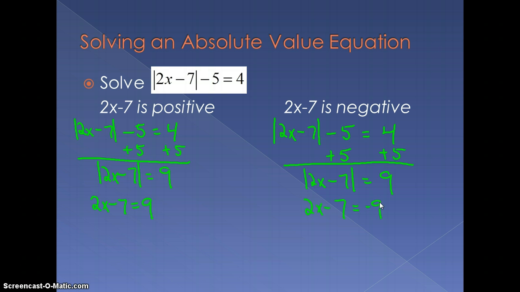Now hopefully we see we're back to just where we were in that last example, and we'll add 7 to both sides. I get 2x equals 16. The inverse of multiplying by 2 is dividing by 2. I get x equals 8. And the next step on the other equation is to add 7 to both sides. 2x equals negative 2. You divide by 2, we get x equals negative 1. It's got to be one of those two in order to make our absolute value equation correct.